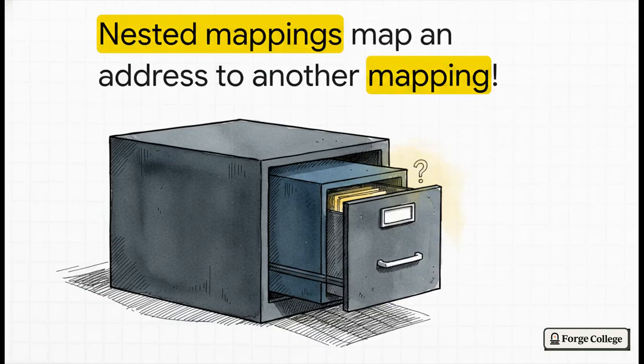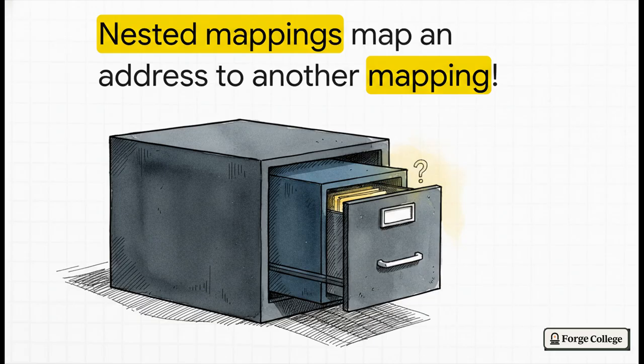And this builds into something even more complex: nested mappings. You can easily have an address mapping to, well, another mapping. This is the classic ERC20 token allowance pattern. Think of it kind of like a Russian nesting doll of filing cabinets. You open the first drawer using the token owner's address. But inside that drawer isn't a number. No, it's a whole new infinite filing cabinet.